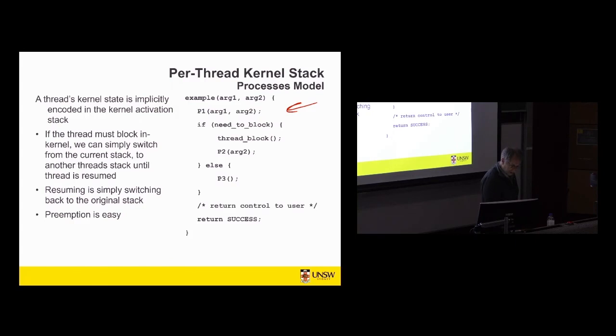And for reasons that will become apparent later on, we can test to see if we need to block. If we need to block, we call thread block. Thread block eventually returns. And then we invoke P2 on the second argument. If we didn't need to block, we just call P3 with no arguments, and then we just return.